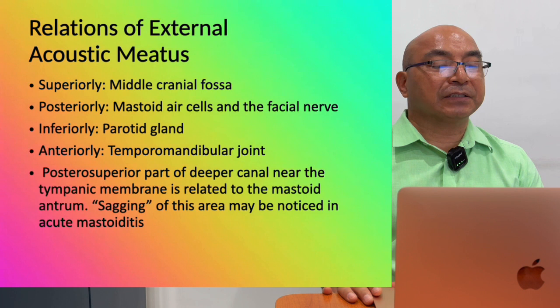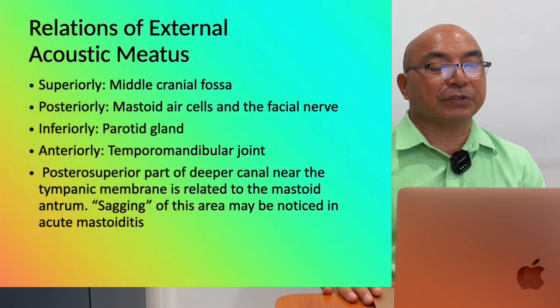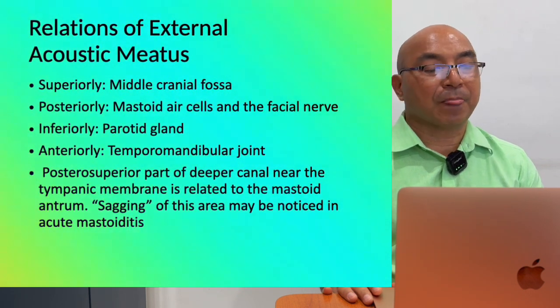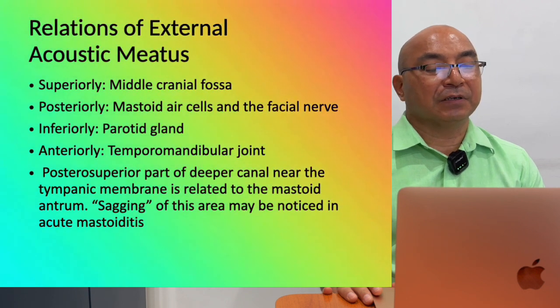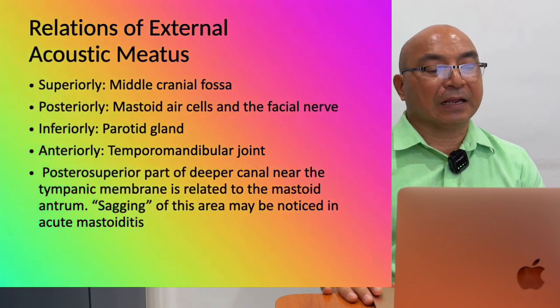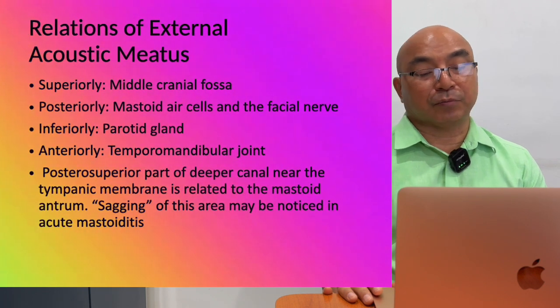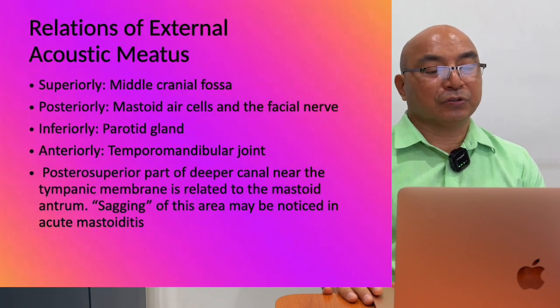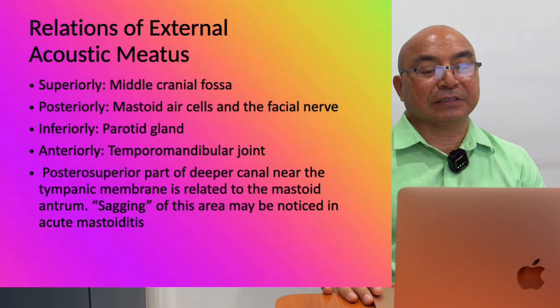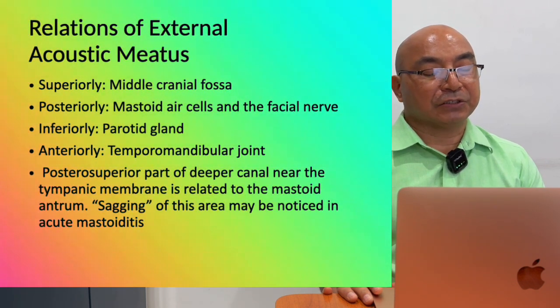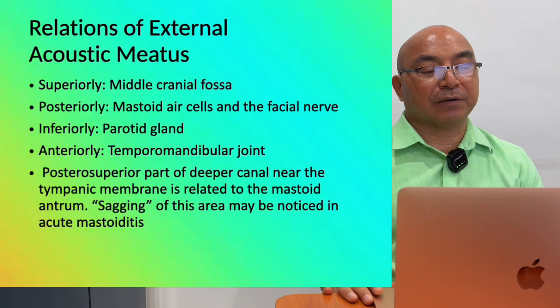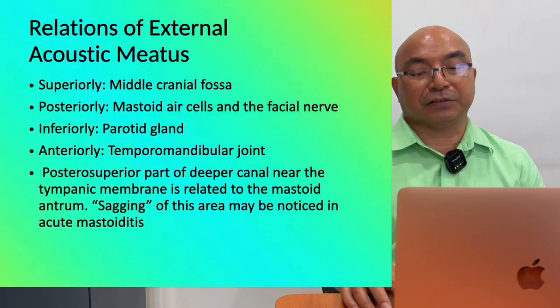Now, relations to the external acoustic meatus. Superiorly, we have the middle cranial fossa. Posteriorly, the mastoid air cells and the facial nerve. Inferiorly, the parotid gland. Anteriorly, the temporomandibular joint. And the posterior superior part of the deeper canal near the tympanic membrane is related to the mastoid antrum. Sagging of the area may be noticed in acute mastoiditis.